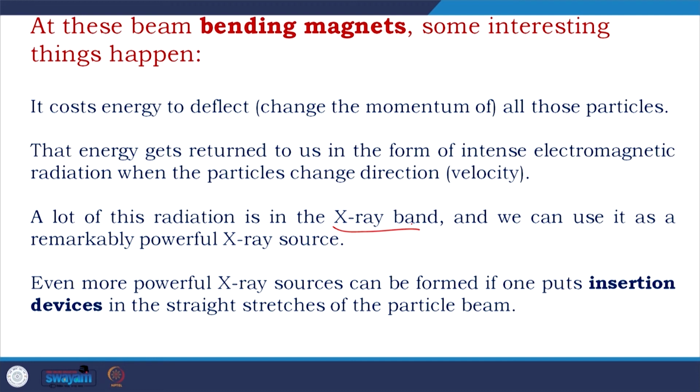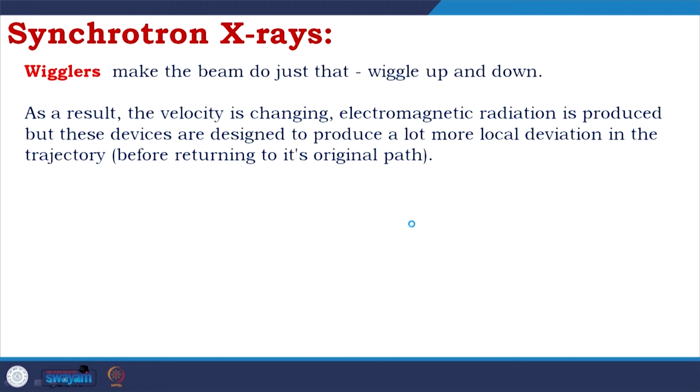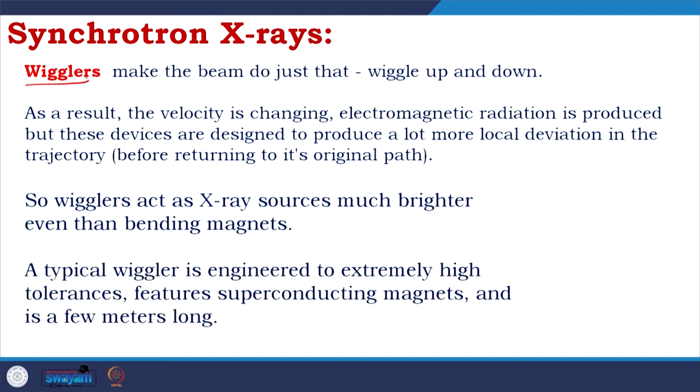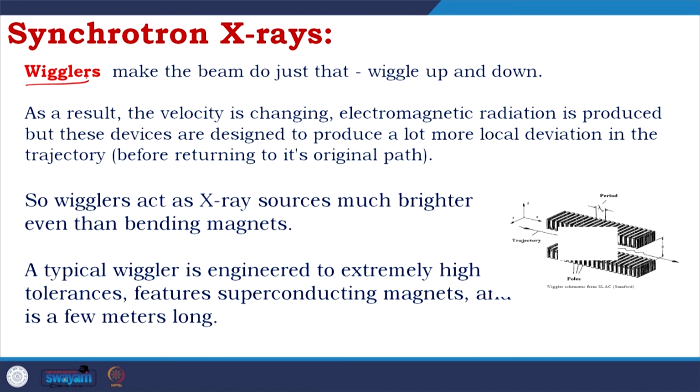Even more powerful X-ray sources can be formed if one puts insertion devices in the straight stretches of the particle beam. Generally it is powerful, but what advancement people do is use something called wigglers. Wigglers make the beam wiggle up and down. As a result, the velocity is changing and electromagnetic radiation is produced, but these devices are designed to produce a lot more local deviation in the trajectory before returning to the original path. So wigglers act as X-ray sources much brighter even than the bending magnets. A typical wiggler is engineered to extremely high tolerances, features superconducting magnets and is a few meters long.